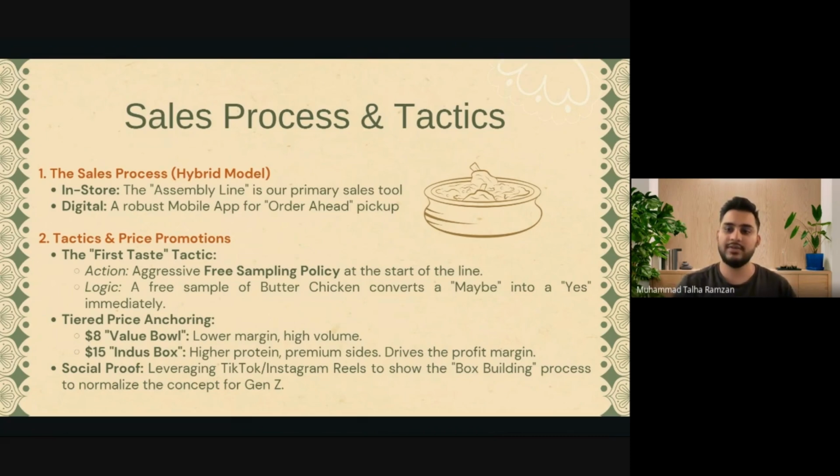And for pricing, we have a tiered pricing model where you'll have an $8 value bowl, which is low margin, but we do it at high volume. And then we have a $15 Indus box, which will get you premium proteins and higher portions, which drives the profit margin. So these two prices cater to different clientele.